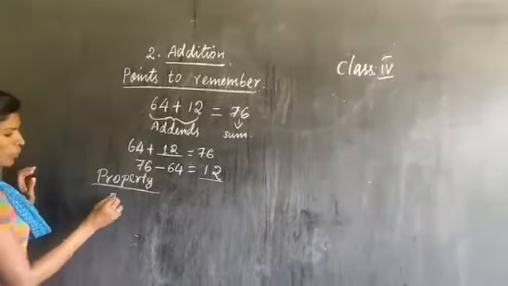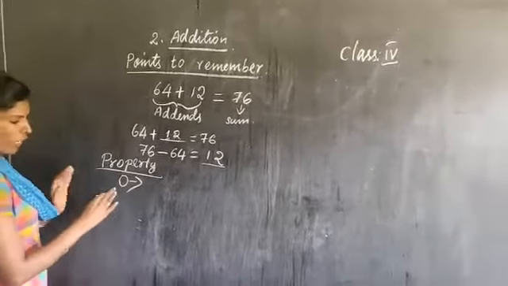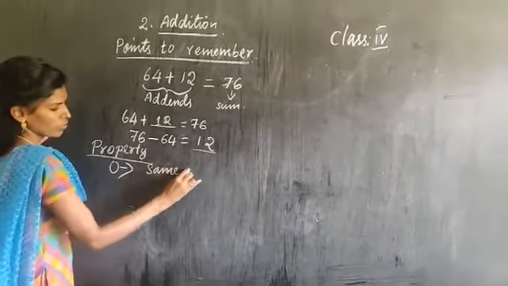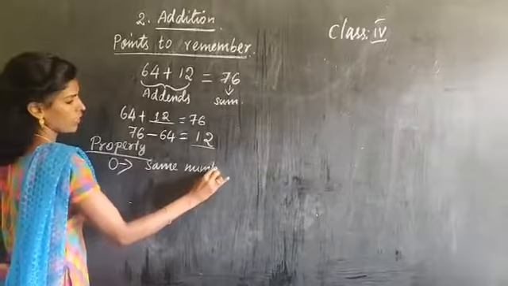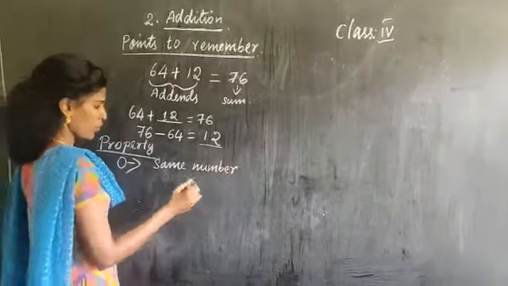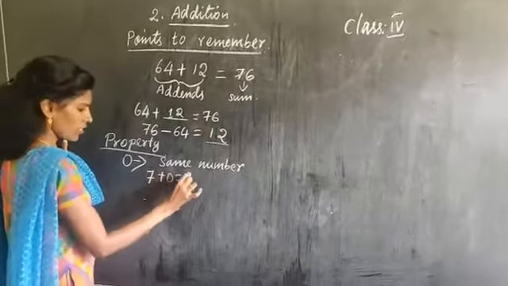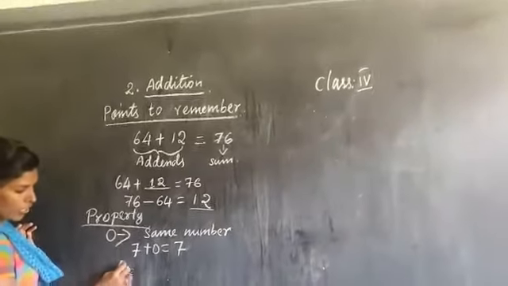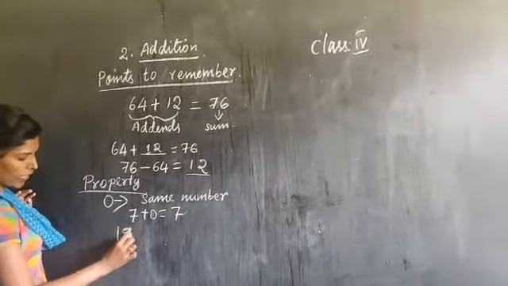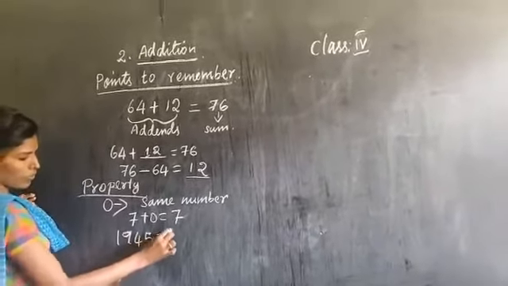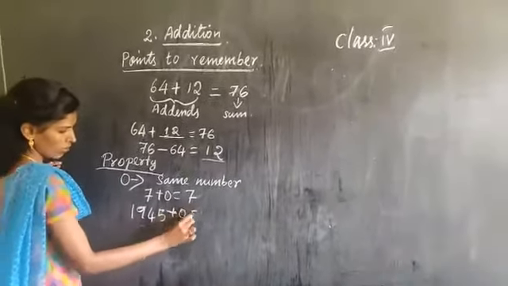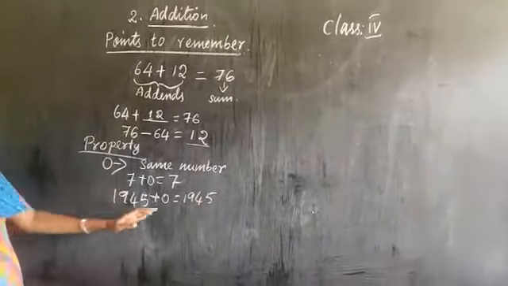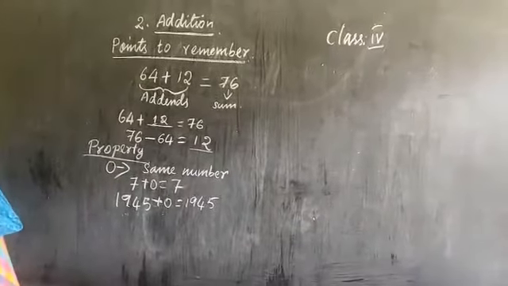Next, properties of addition. The first one is the property of 0. If you add 0 with any number, you will get the same number as the sum. Suppose 7 plus 0, the answer is 7. It is not 0, you will get 7. Suppose 1945. If you add 0, you will get the same number, 1945. So if you add 0 with any number, you will get the same number as the answer.